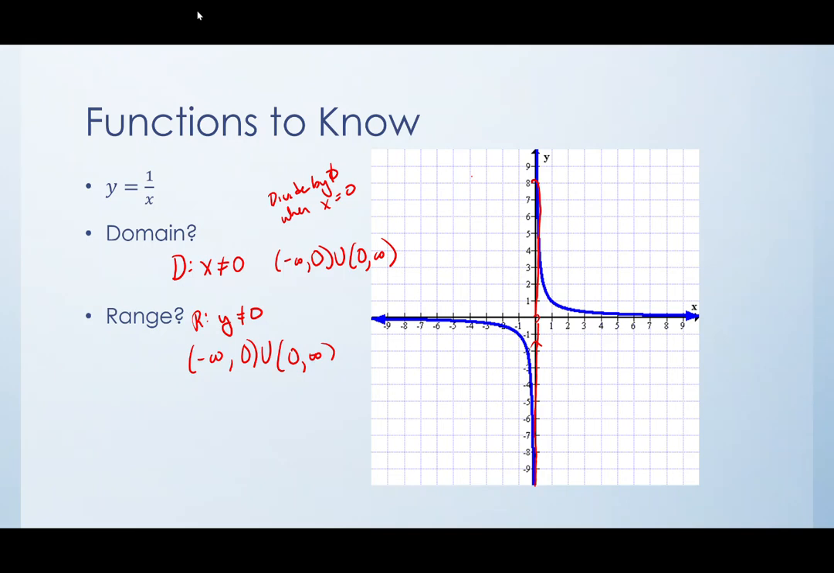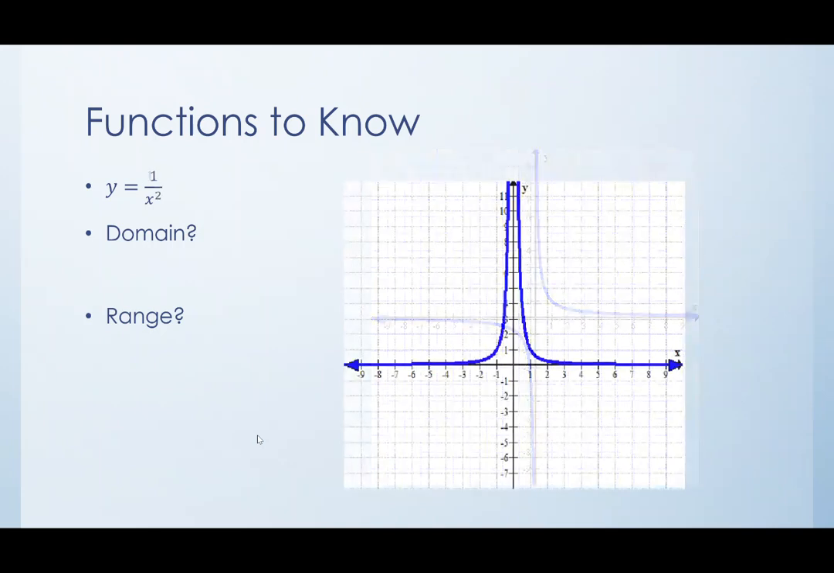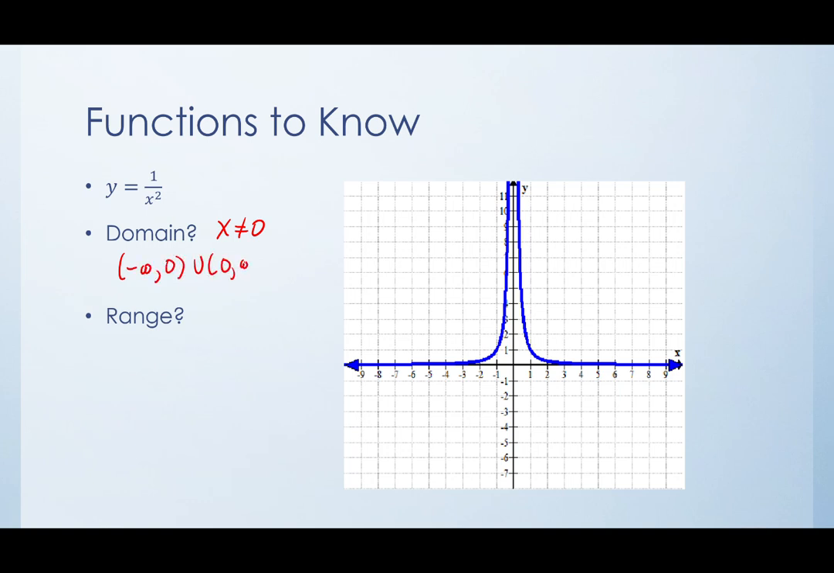Then closely related is going to be the function 1 over x squared. So of course now we're not going to have any negative outputs because we're squaring whatever our input is. But our domain is still everything except x equals 0. So negative infinity to 0, 0 to infinity.